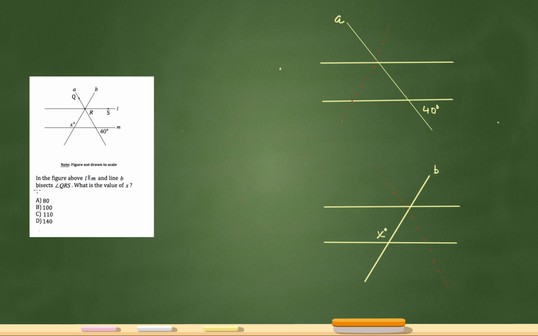Bisects. Let's understand the definition of bisects first. Bisects means it cuts it in half. So when that line B goes through here, whatever that angle is over here, line B cuts that angle in half.